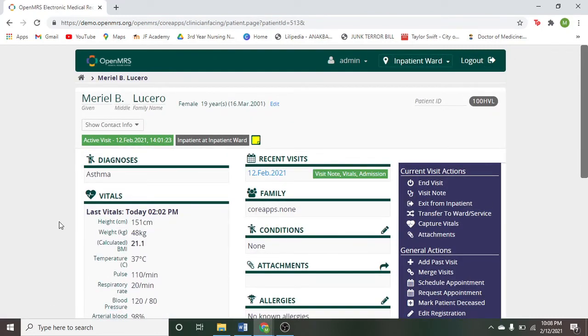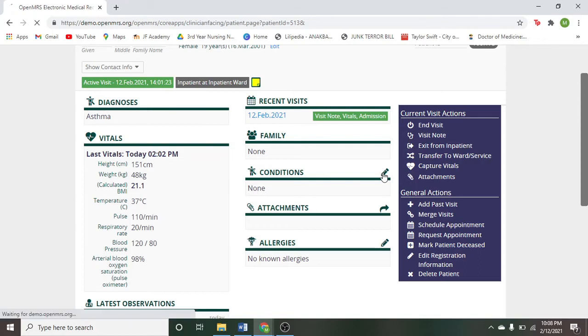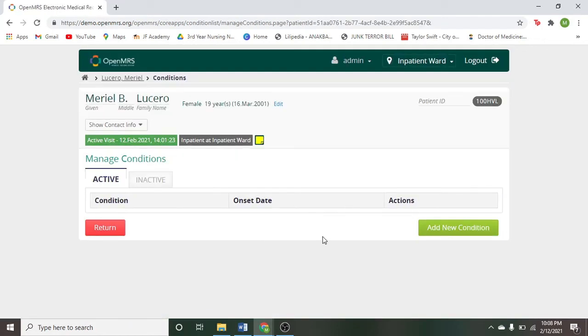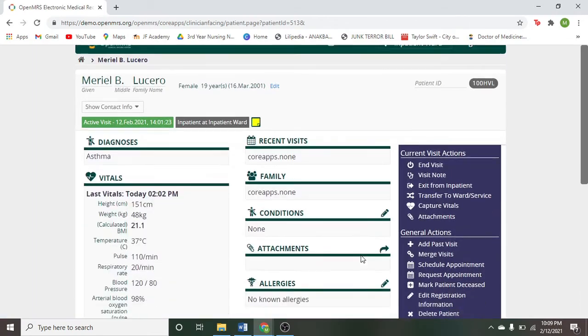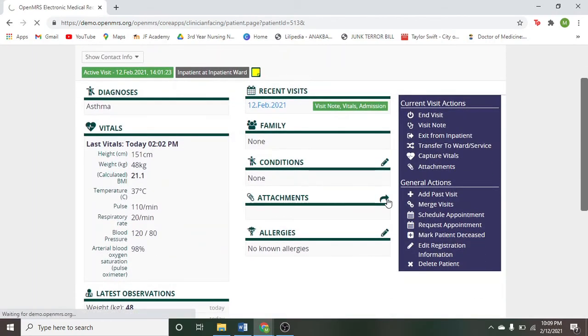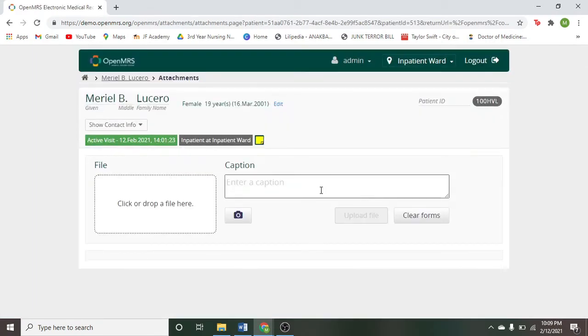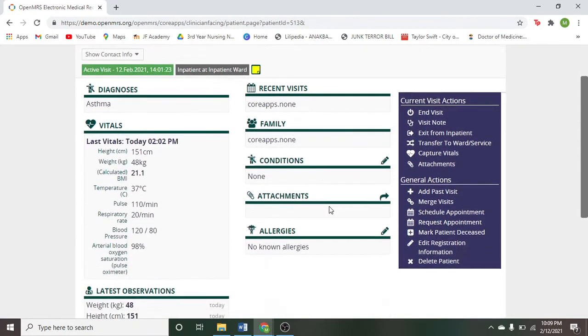After recording the allergies, there are also other options in recording data such as about the family, additional conditions, and also the attachments where essential files such as the laboratory results can be placed. On the general actions on the side, other functions include adding and scheduling of appointments, you may also indicate the patient deceased if ever, and may delete the patient's profile.